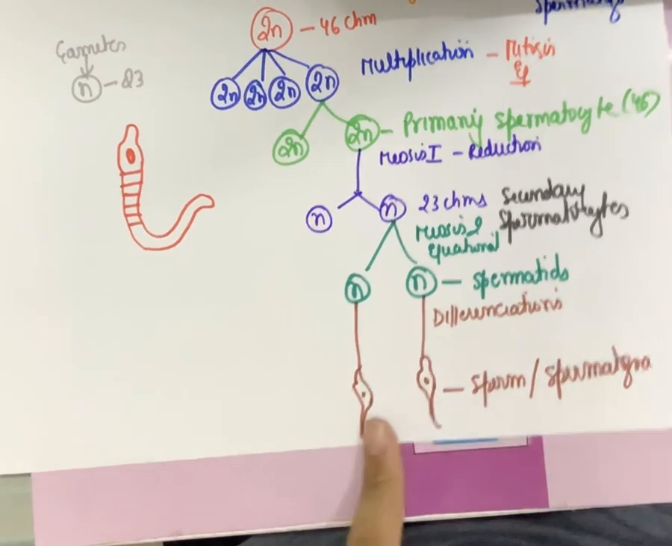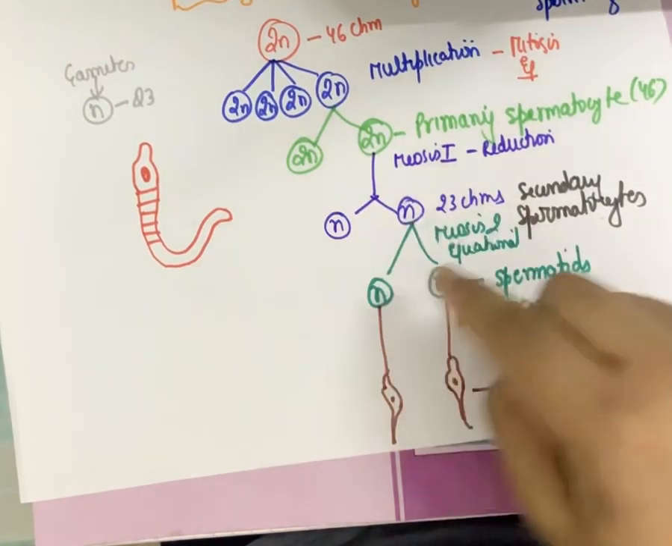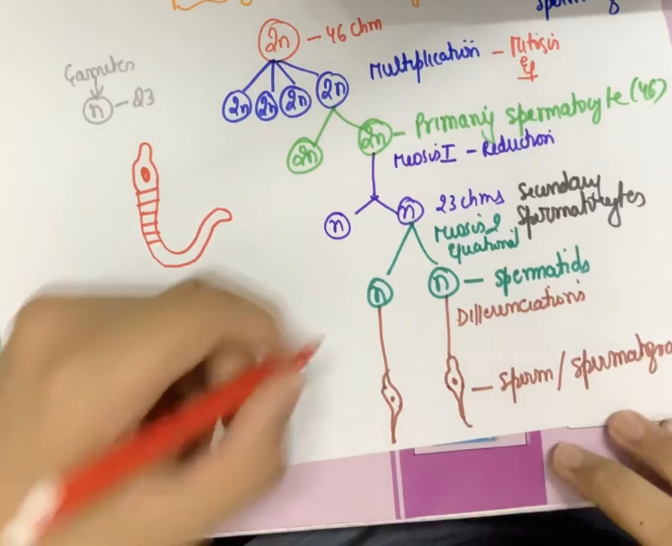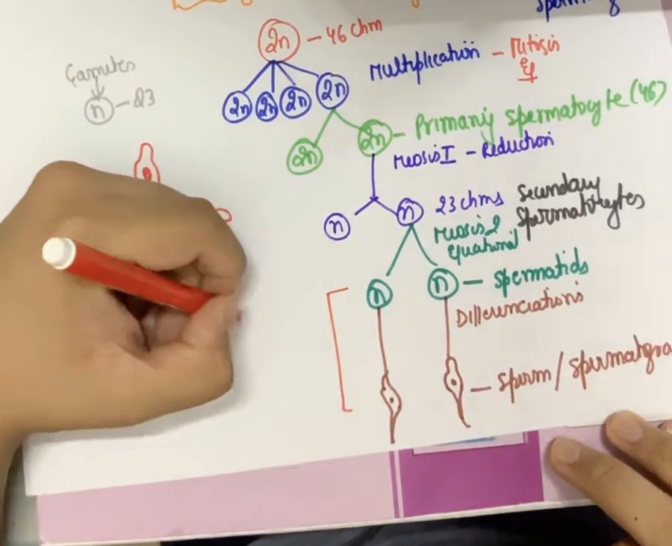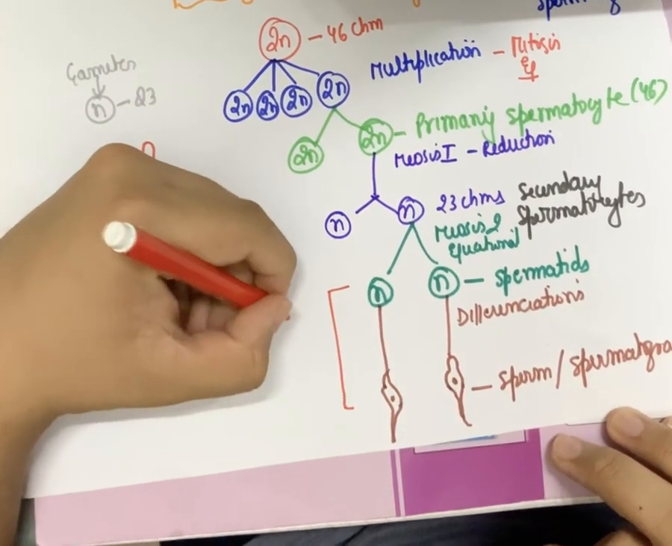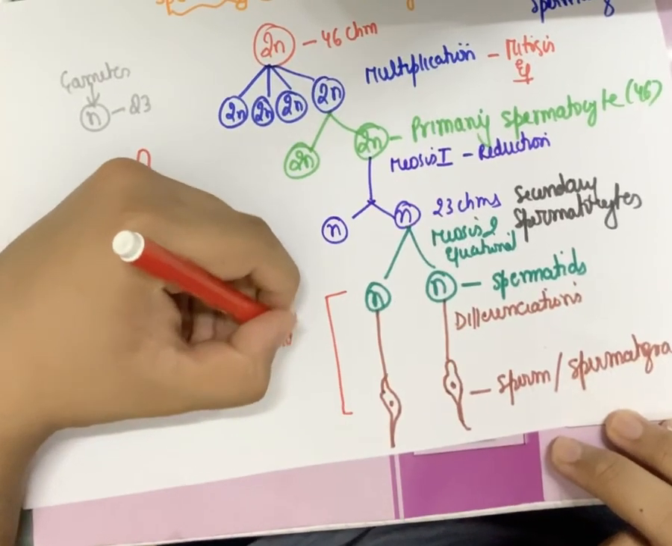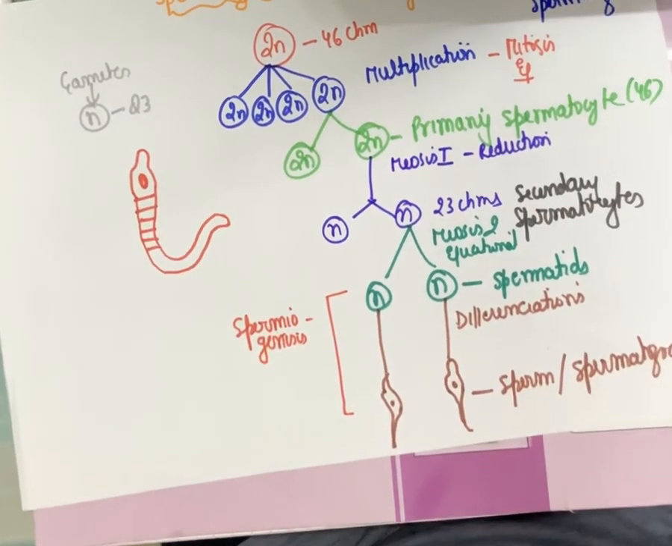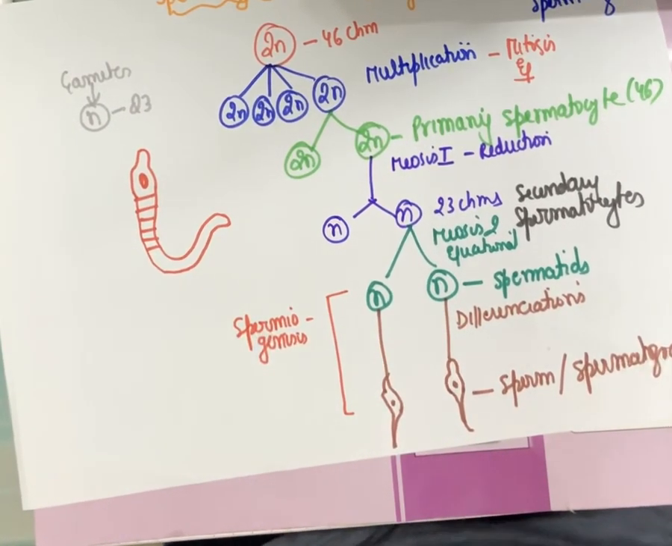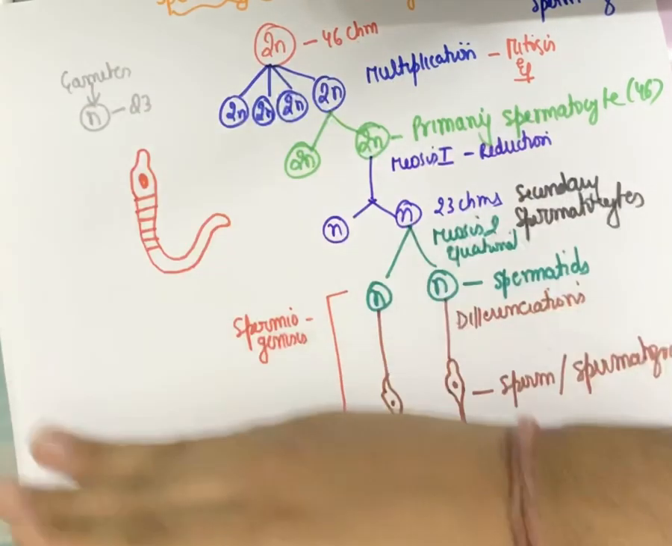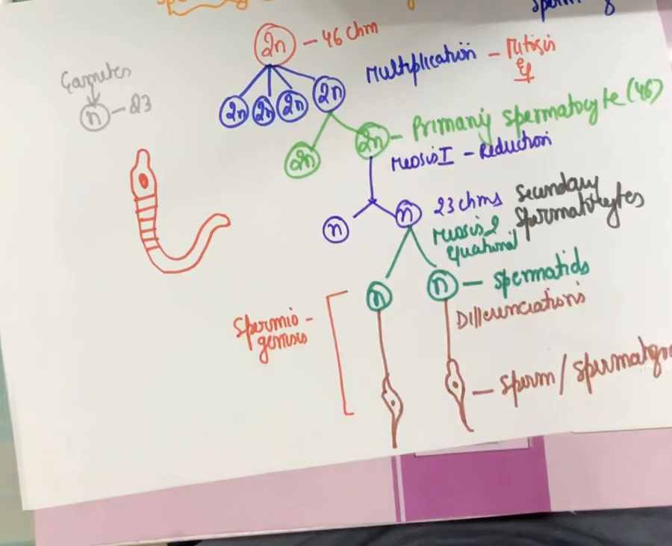And this process of sperm formation from the spermatid is called spermiogenesis. So what is spermiogenesis? Spermiogenesis is formation of sperm from spermatid by differentiation. And this whole process of forming the sperm from the sperm mother cell is called spermatogenesis. So let me recap the process again.